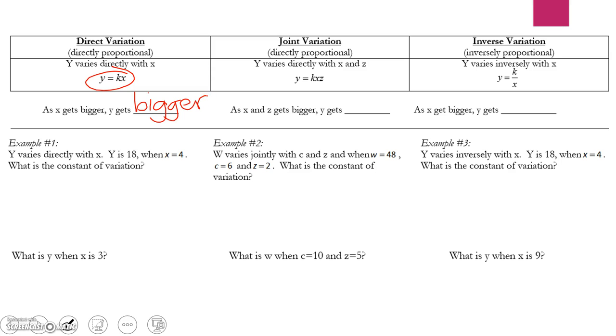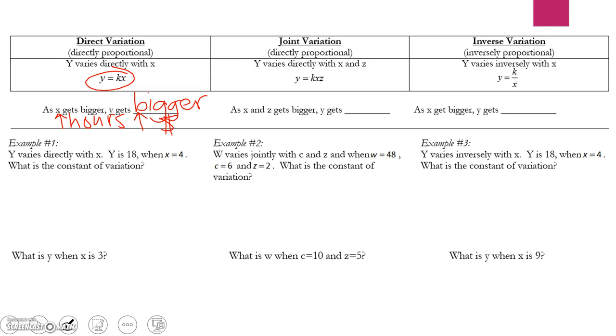A real life example of this would be the more hours that you work a job, the more money you're going to make. And the less hours you work at a job, the less money you'll make. They vary together and they both get bigger together.